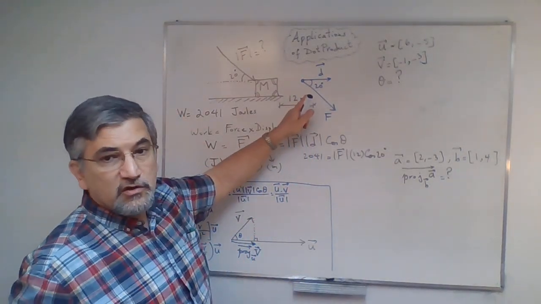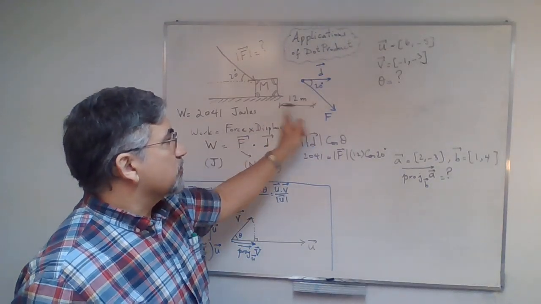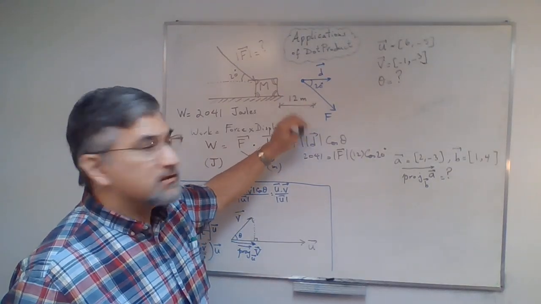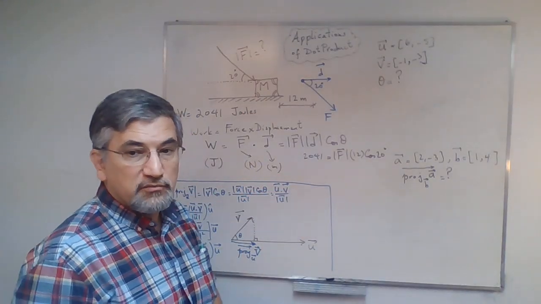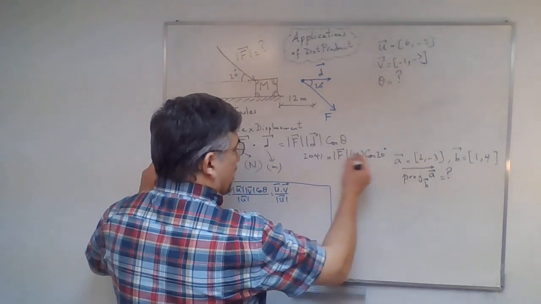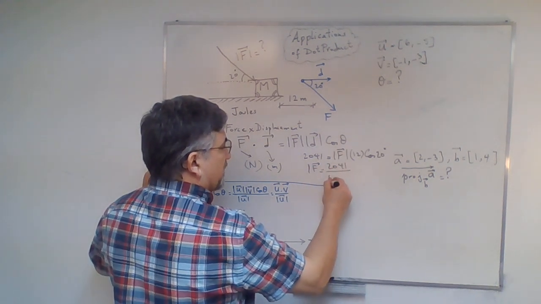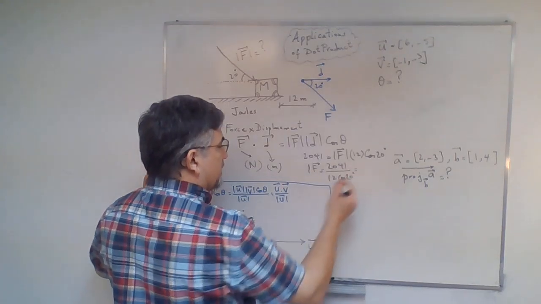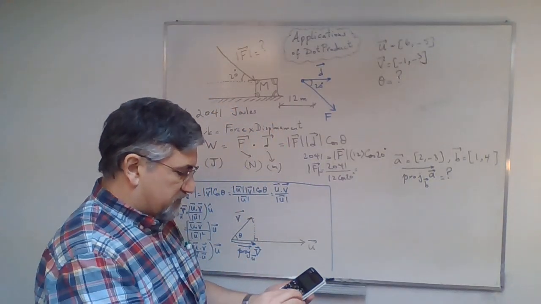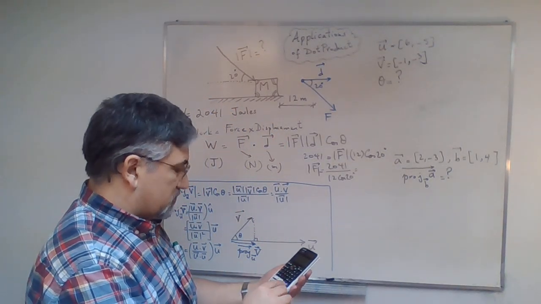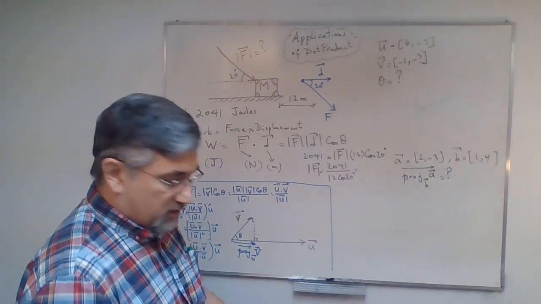So you see that I did draw the two vectors tail to tail. The angle they're making with respect to one another is 20 degrees. Vector D is horizontal, and its magnitude is 12 meters. And vector F, we don't know its magnitude, we want to find out, and that's why we're using this dot product formula. So from here, we're going to say magnitude of F equals 2041 divided by 12 cosine of 20, and we are going to use a calculator to see what that is. So 2041 divided by 12 times cosine of 20, 181 newtons.